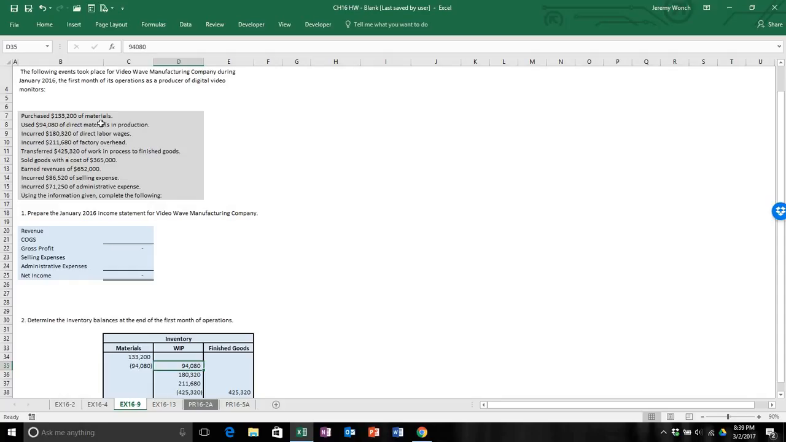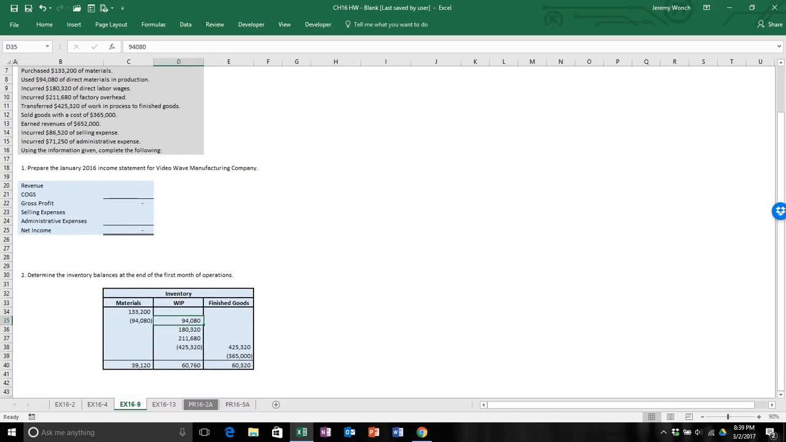So now we incur 211,000 of factory overhead cost. And so when we incur factory overhead, that's going to go into our work in process. And so that's going to increase our work in process inventory right here. And then we transferred 425,000 of work in process to finished goods. So we take that 425 out of work in process and we're going to move it into finished goods.